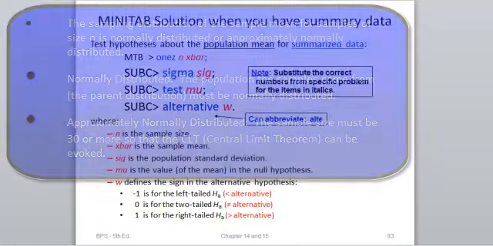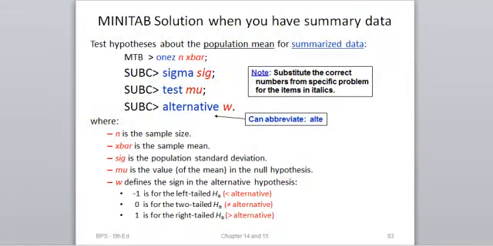So let's go back to our Minitab command. So 1z, with those three conditions met, we can use the 1z command. And then the next two things you have to input are the sample size and the sample mean. So n for the sample size, x bar for the sample mean. Then we put a semicolon because that lets Minitab know that we want to give it more information.